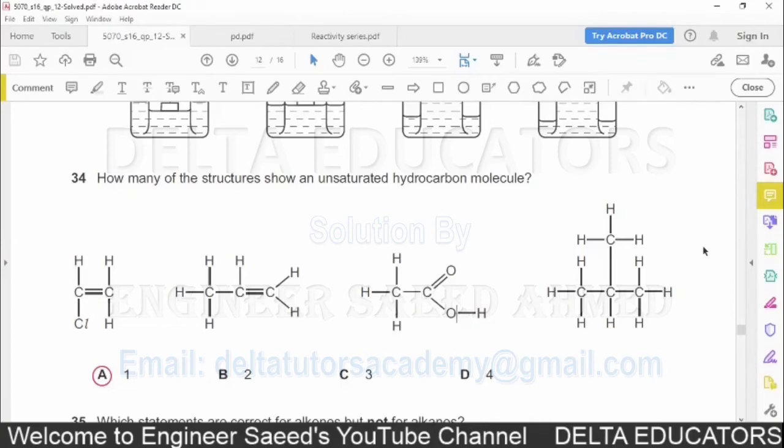The last one, here it is a hydrocarbon, but between all the carbons there is a single bond, which means it is a saturated hydrocarbon. So the unsaturated hydrocarbon is only this compound, which means only one compound is an unsaturated hydrocarbon. One is given in option A, so the correct option is A.